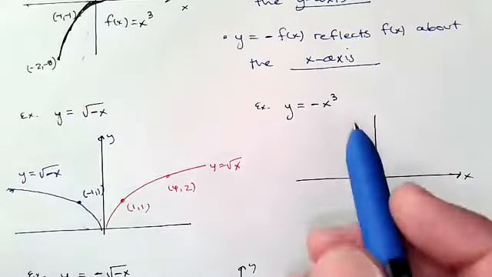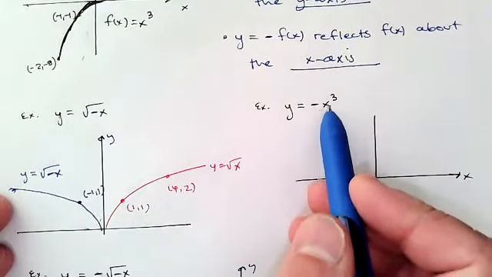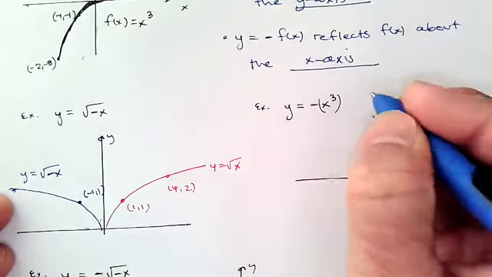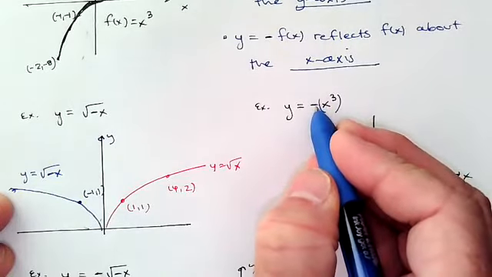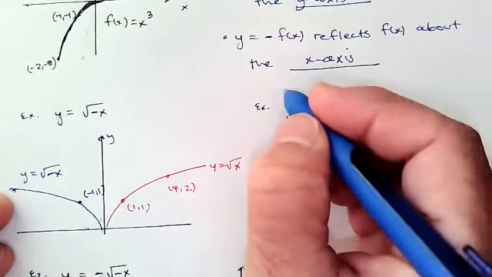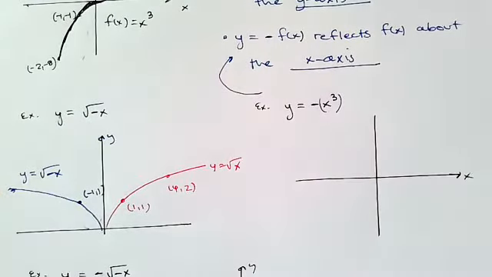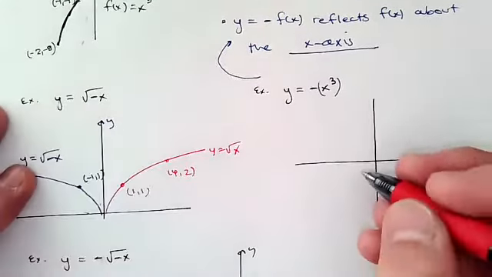Okay, what about, in this case, y equals negative x cubed? It's not with the x, right? If I had to put parentheses, it would look like this: there's x cubed, and then I'm applying the negative. So this would go under this category here where I have the negative outside. And so what that's going to do is reflect my y values.